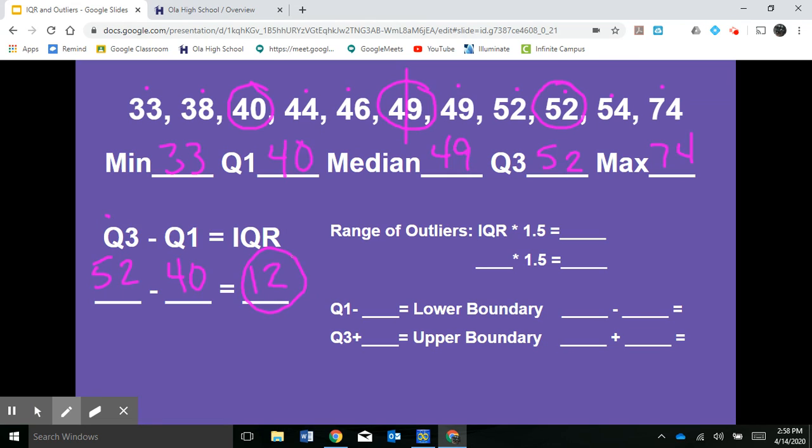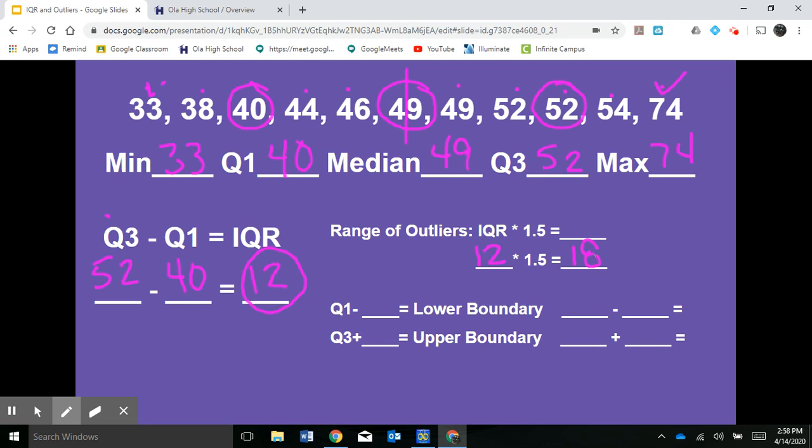So now I need to find out, are any of these numbers up here outliers? Is that 33 or is this 74 an outlier? So what I've got to do is take my IQR, which we just found, 12, and multiply it by 1.5. So 12 times 1.5 is 18. All right, so that's not the answer. 18 is not the answer.